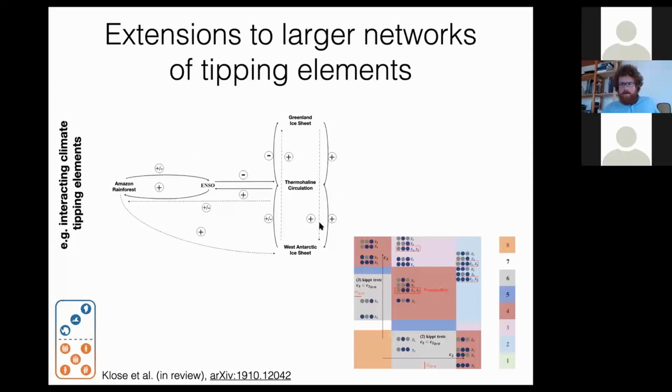And now the idea, of course, and the challenge, is to extend this to larger networks of tipping elements. And of course, there's some work that has already been done.